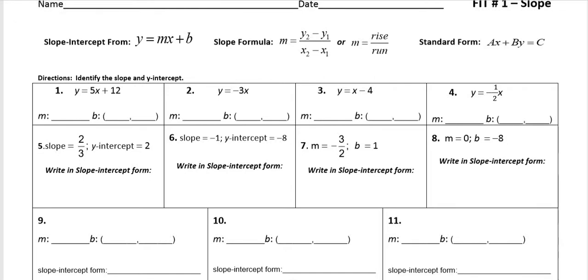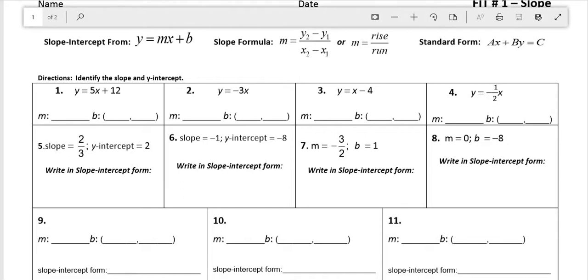So the first one, I have this formula right here, which is in slope-intercept form. So I have y equals mx plus b. And if I were to write this y equals mx plus b, you see that this right here is your slope, and then the b is your 12. So the slope is 5. Do not write the x with it. And the y-intercept is at 0, 12.